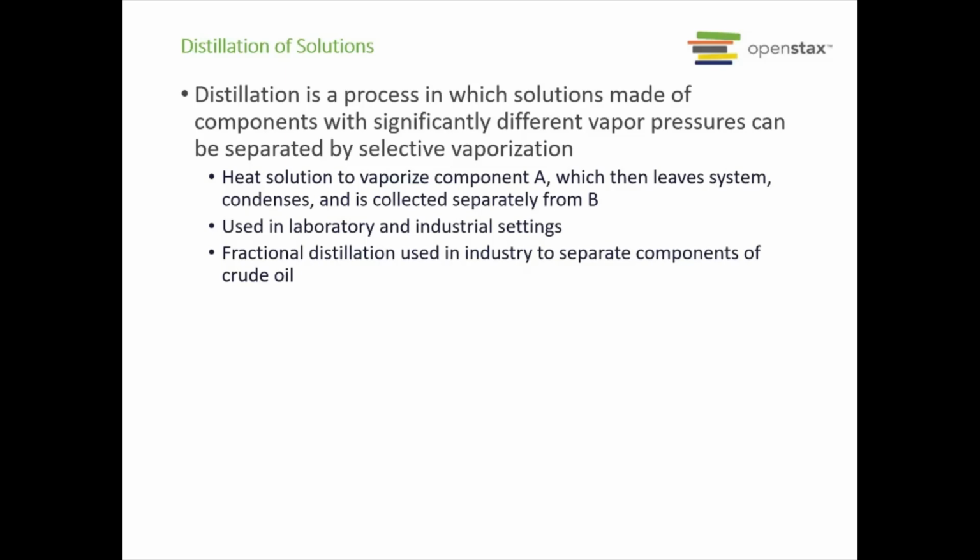So now let's talk about distillation. This is a process where you can separate solutions made of components that have very different vapor pressures, so different boiling points. And so we separate them by selective vaporization. What you do is you have your mixture of 2 liquids, for instance, some component A and B, and you heat it, where A has a much higher vapor pressure. It boils a lot easier. So it leaves the system as a vapor, and then it goes to a cooling part where it's able to condense back into a liquid, and then it drips down into a collection area where we're able to collect it back as a liquid, and now we've separated the 2 components. Very common in laboratory and industrial settings.